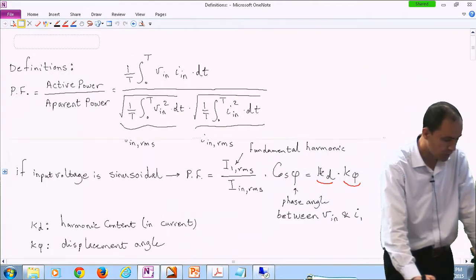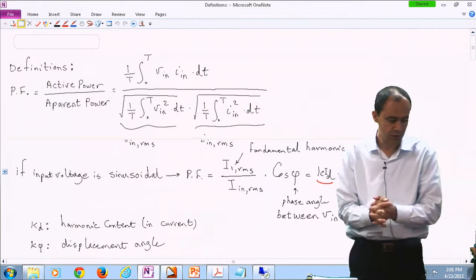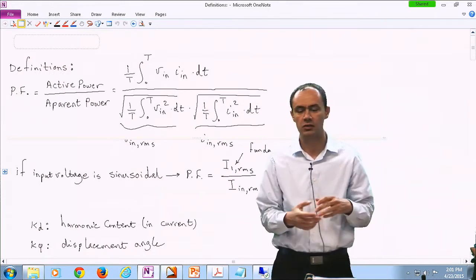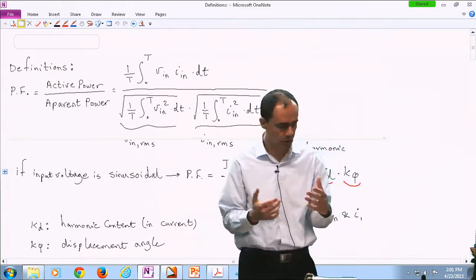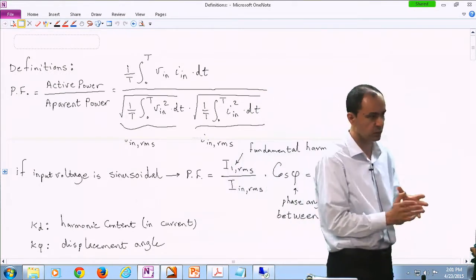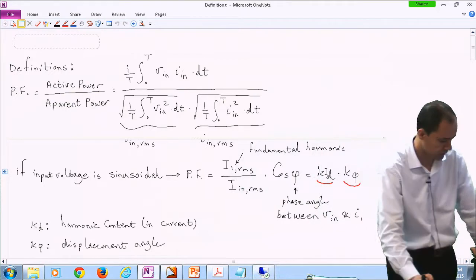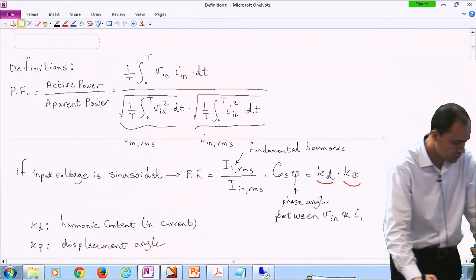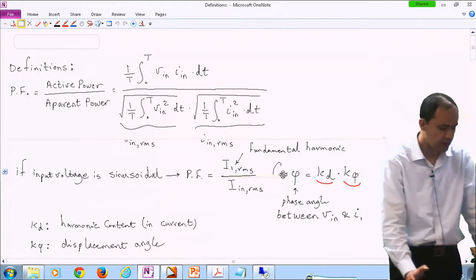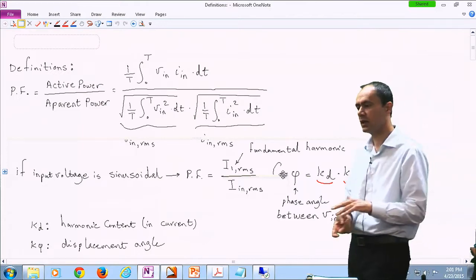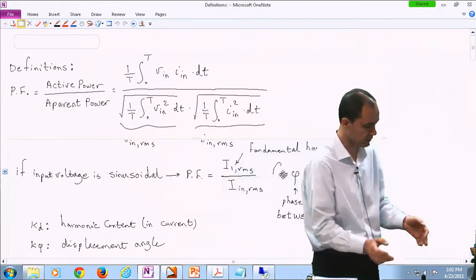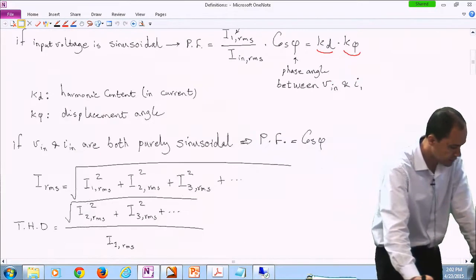There are two components important in the power factor. One is the distortion portion of the signal, so whether our current is distorted from an ideal sinusoidal form or not. The other one is the displacement between the current waveform and the voltage waveform. If the input voltage is sinusoidal, our power factor equation is reduced down to this. And if the input current and the input voltage are both sinusoidal, then it's basically cosine of phi, which is the phase angle between the voltage and the current.